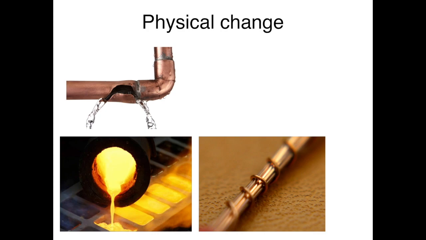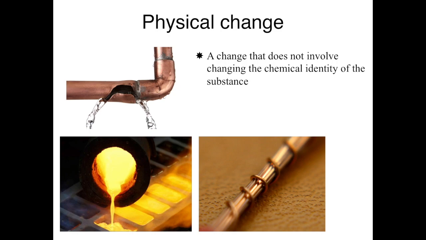And in that last example, we just touched upon what we call physical change. And a physical change is a change that does not involve changing the chemical identity of a substance. Again, for example, if you have a copper pipe and it bursts open, its shape has changed, but it's still copper. Some more examples here.